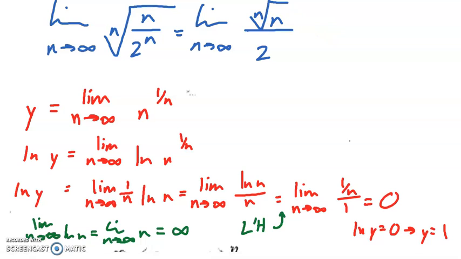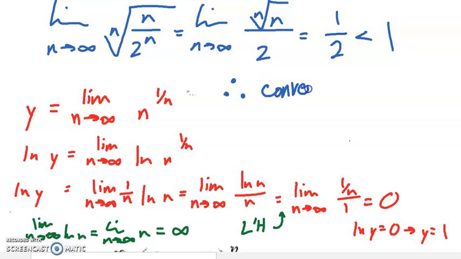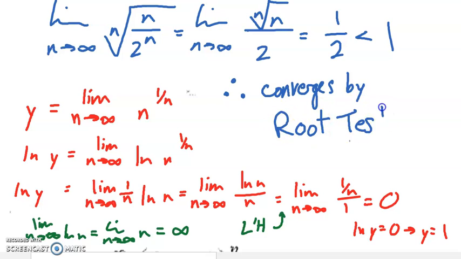Which means, back up here, that we've got 1 over 2. Ha-ha! All right, so 1 over 2 is in fact less than 1. Therefore, the series converges absolutely by the root test. Alrighty.